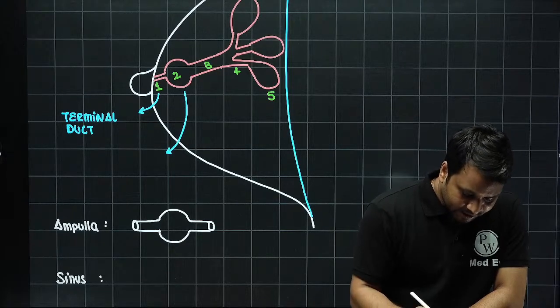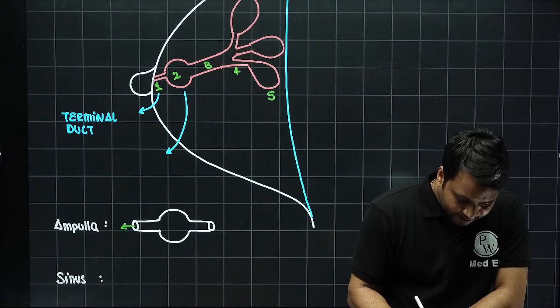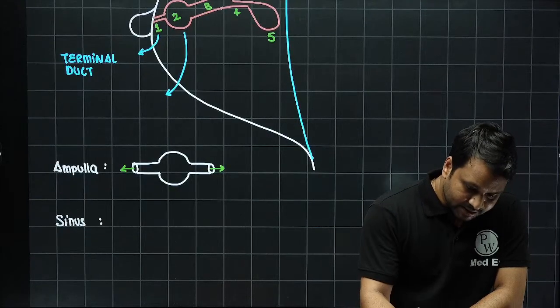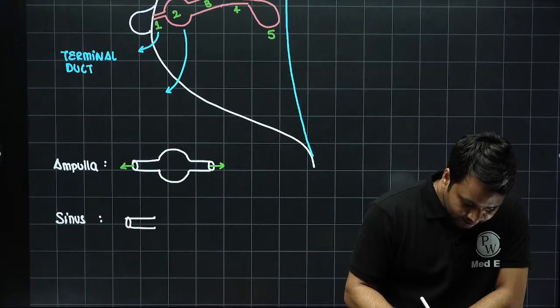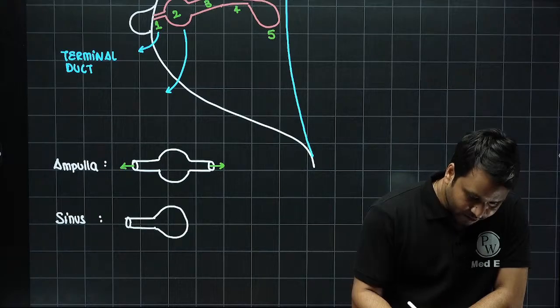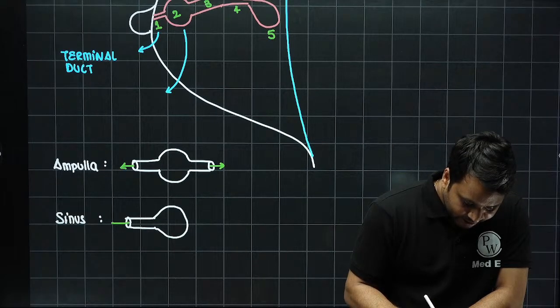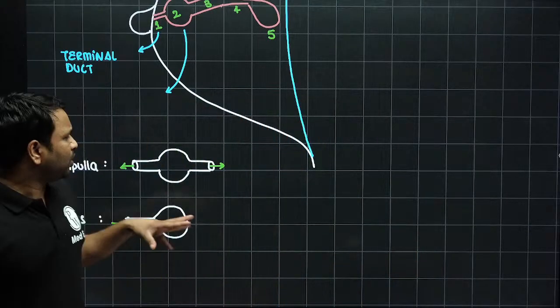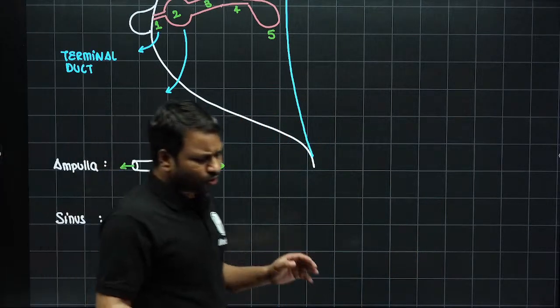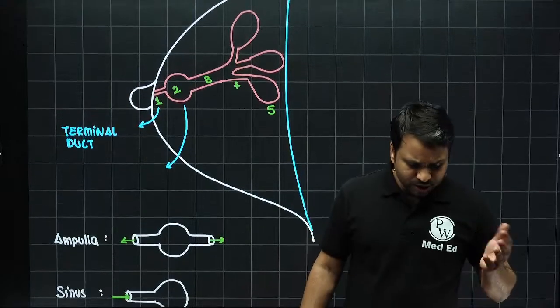And you can see an ampulla will have a bidirectional communication. Sinus, on the other hand, is a blind ending tract. Sinus will only have entry, or there will be entry and exit from the same point. So basically a blind ending tract is what we call a sinus. If you have both sided communication or bidirectional communication, it is called an ampulla.